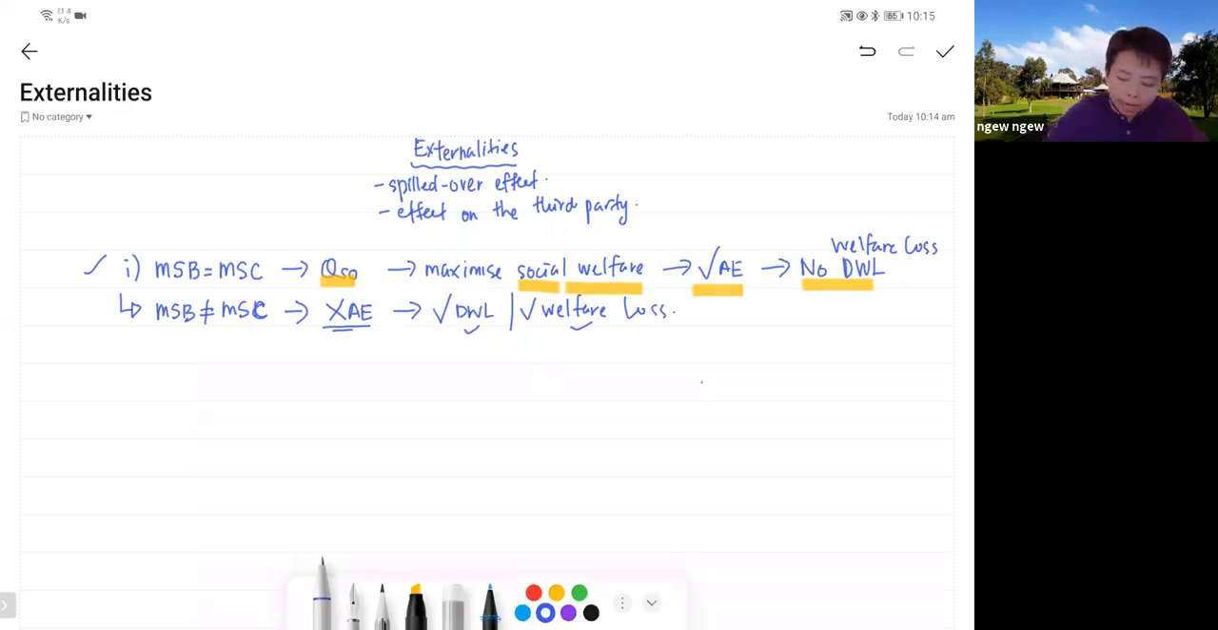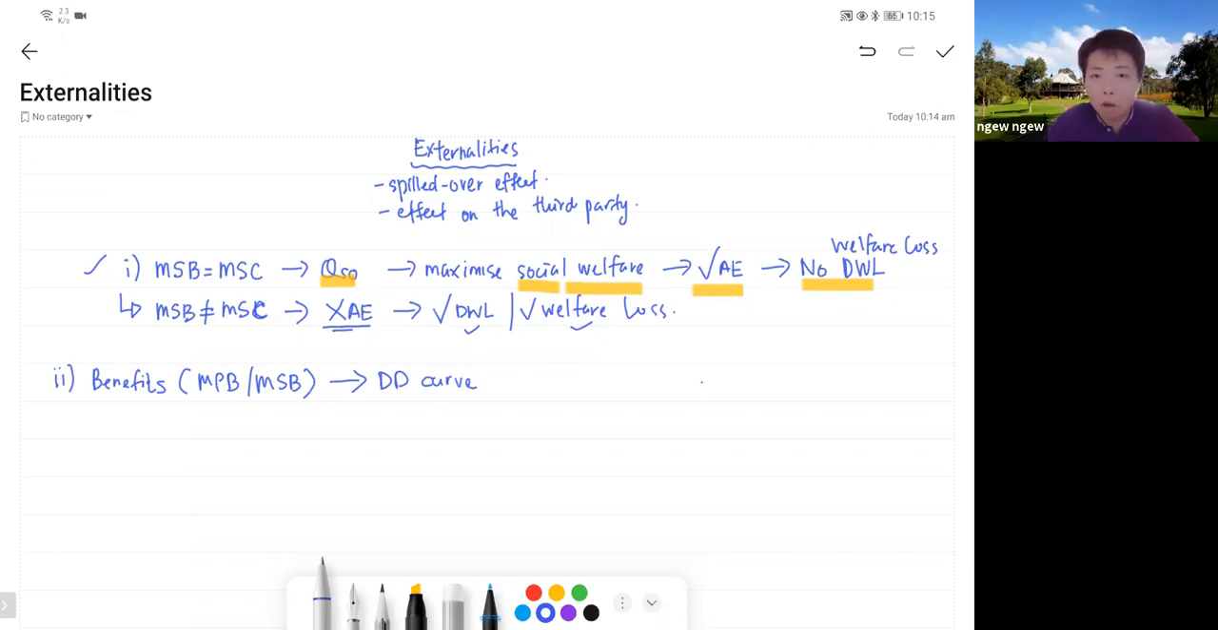And the second point that I need you to pay attention to is when we talk about the benefit curve, being either marginal private benefit or marginal social benefit. The benefit curve is represented by the demand curve, the downward sloping demand curve, due to the law of diminishing marginal benefit as consumption rises. Since it is the demand curve, whatever movements and changes in the demand curve will represent the consumer's action.